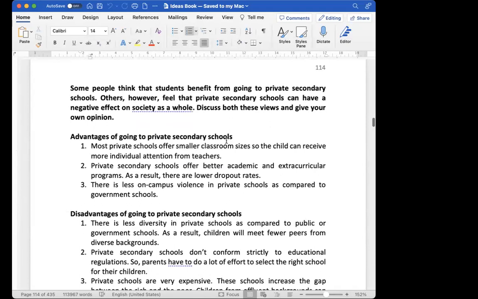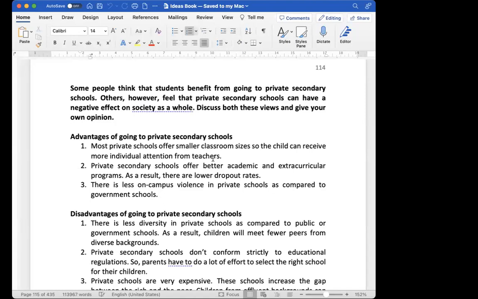This is a discuss essay. Some people think that students benefit from going to private secondary schools, whereas others say that private secondary schools can have a negative effect on society. You have to discuss both views. Now, in a discuss essay, what is very important is the topic sentence of the body paragraphs that you write. It's very important. Topic sentences you have to write really well.